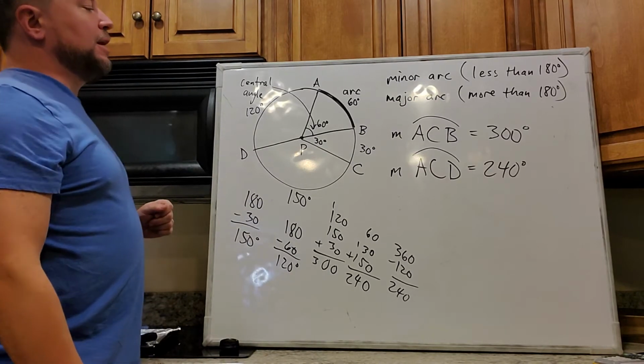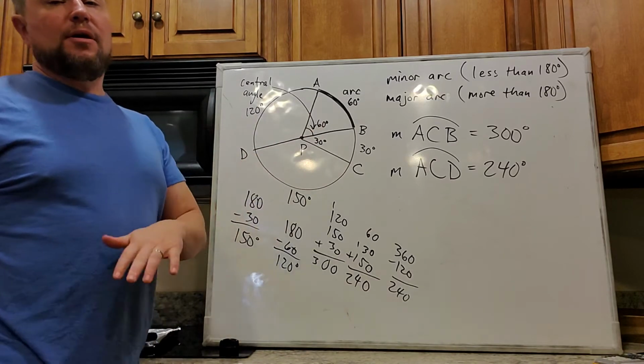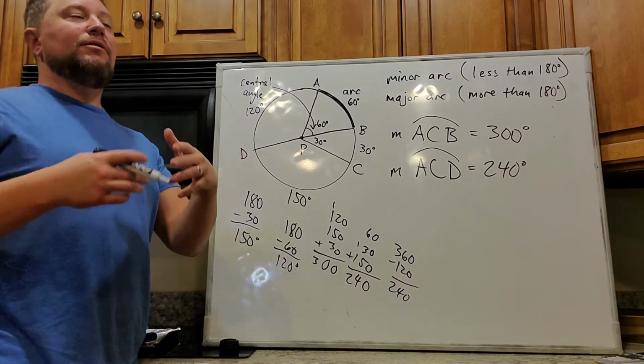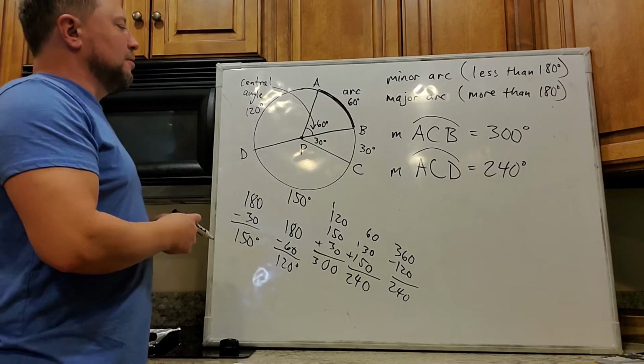Okay? So again, that's a major arc. And again, every minor arc has a corresponding major arc. It's just the rest of the circle, the long way around. Okay?